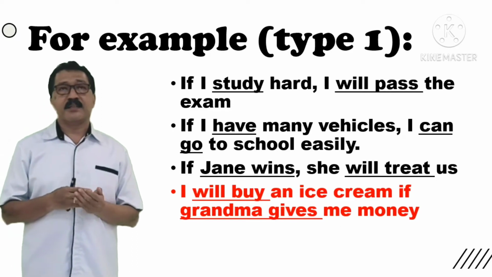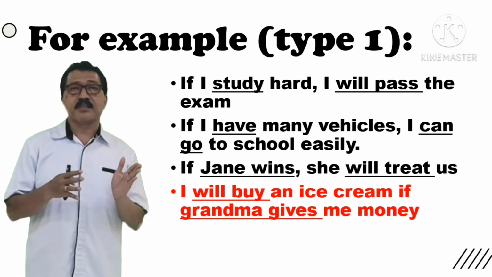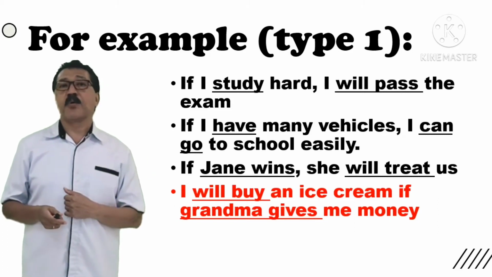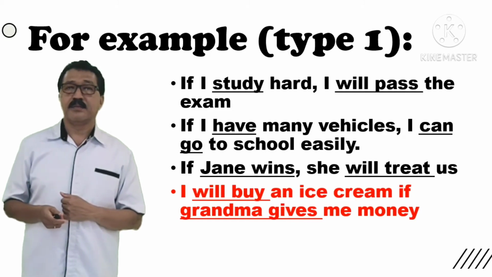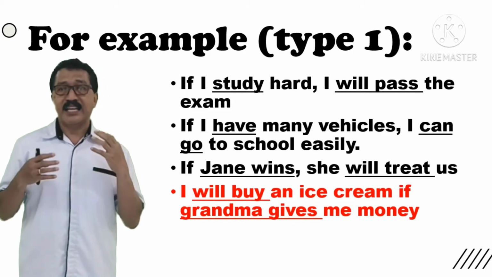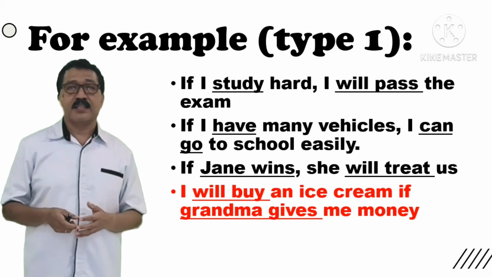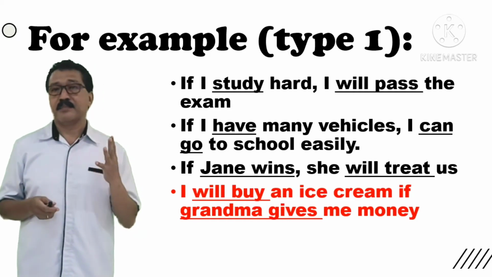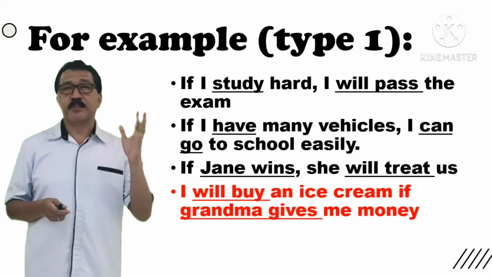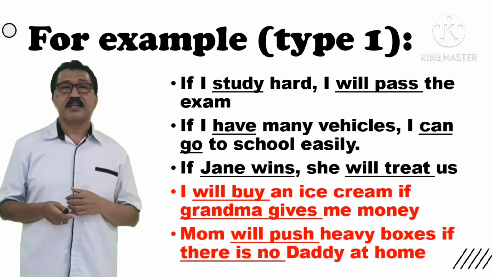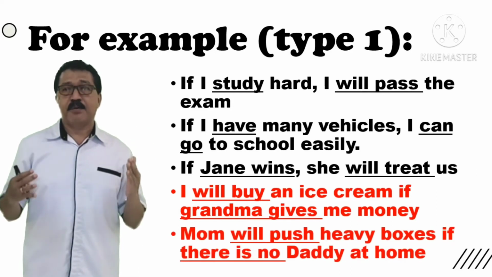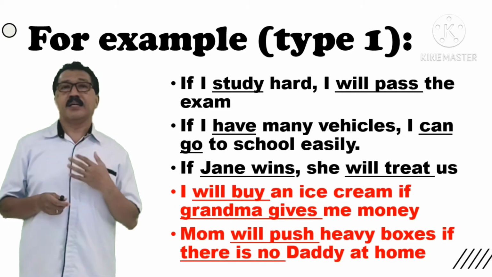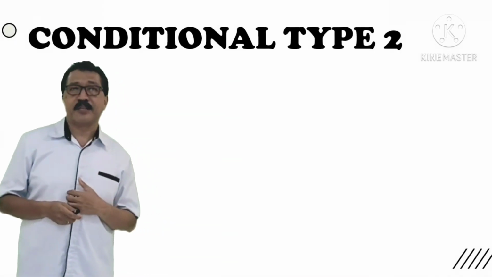And next, if we change the subclause and main clause, if you put the main clause in the first sentence, there is no comma after it. Look at this one. I will buy an ice cream if Venma gives me money. So there is no comma after the modal, will buy an ice cream. There is no comma there because you put the main clause in the first sentence. Mom will push heavy boxes if there is no daddy at home. So this is the sample application of type 1.